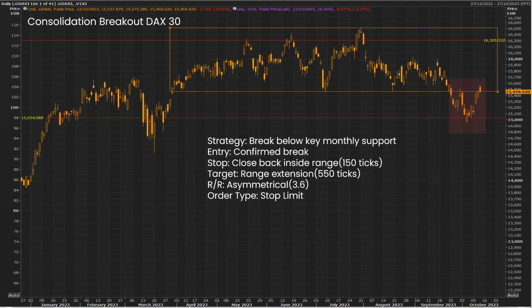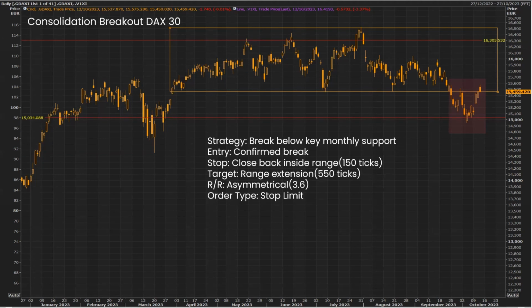Okay, coming back to this chart. You saw this chart earlier. This is the DAX 30. And the trade strategy we're talking about is a consolidation breakout. Okay, so very simple. When markets enter sideways mode, and again, this can be applied to any time frame, when they do consolidate for a long period of time and have very clearly defined support and resistance, at some point we're going to have a breakout.